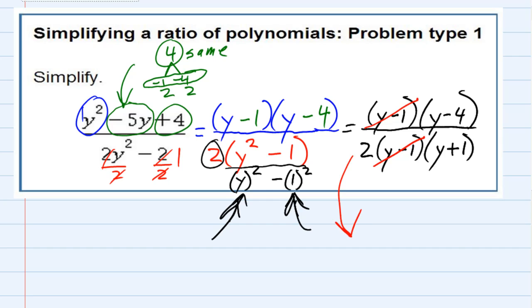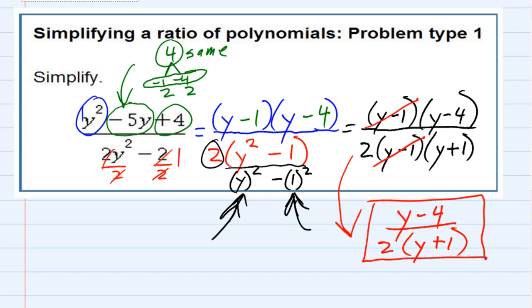So we just need to rewrite this. Now we just have the y minus 4 in the top. And in the bottom, I'm just going to leave that as 2 times y plus 1. You can distribute the 2 or leave the 2 factored out. Either way is fine. That's our answer.